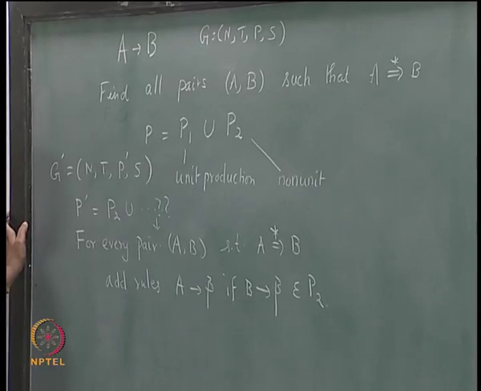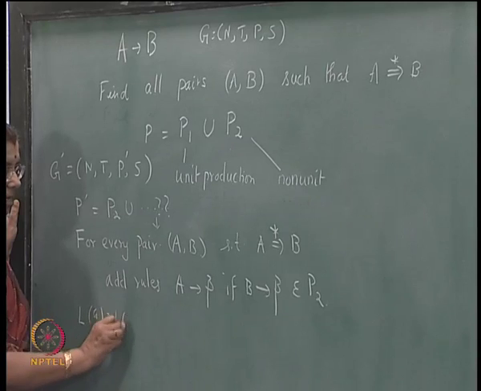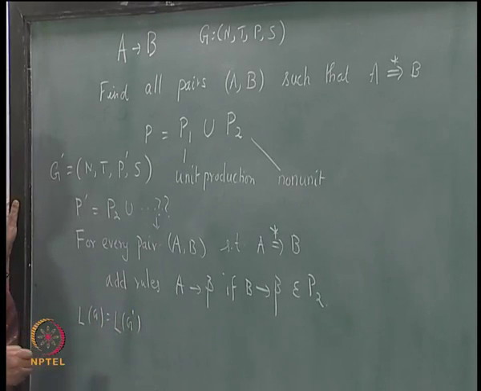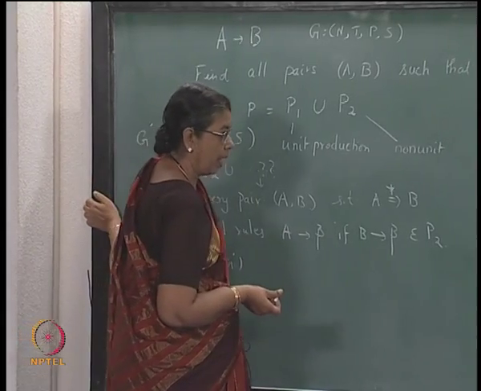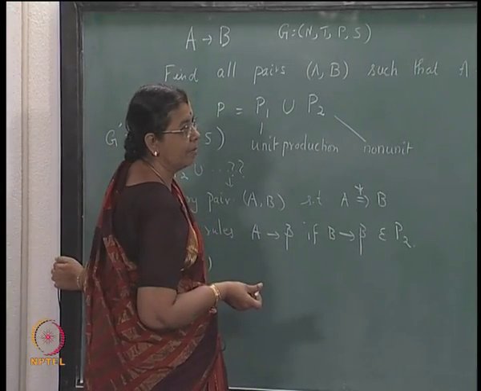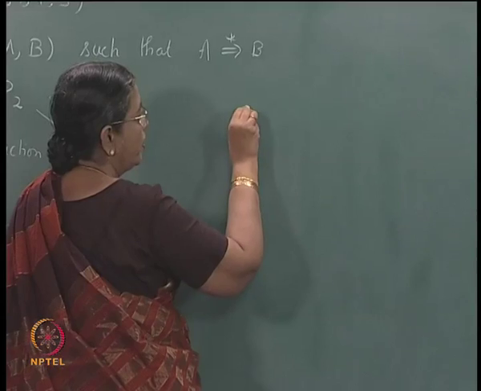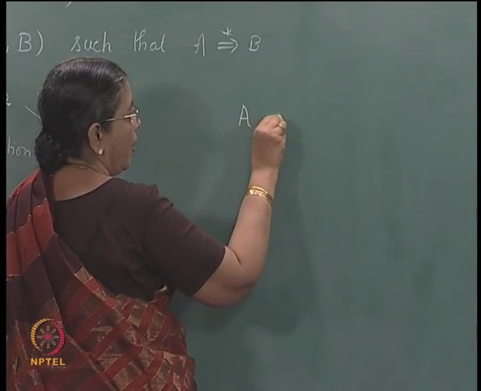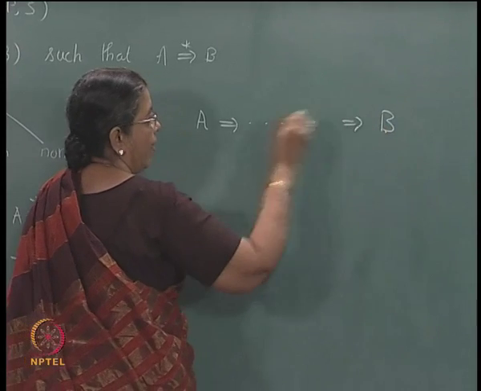Then you can show that L of G is equal to L of G dash. Again, a formal proof can be given by induction on the number of steps. But informally, you can see it like this.